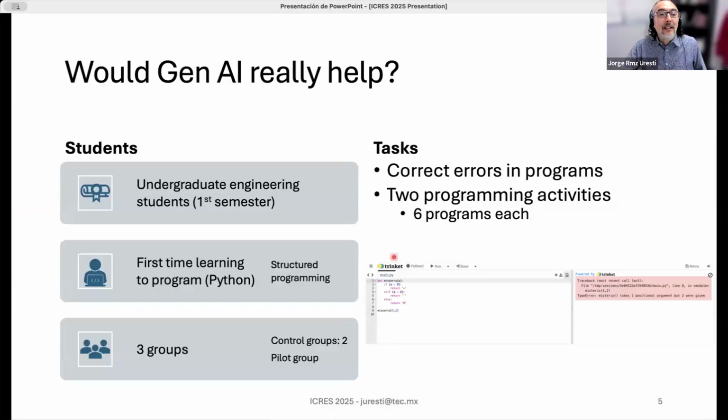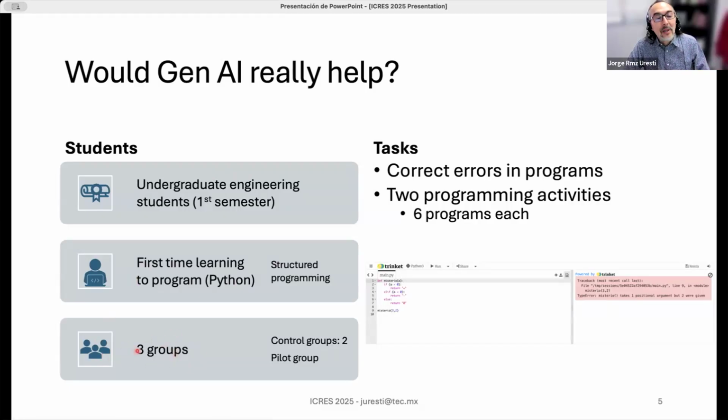So we did that with students here at our university. They were first-semester undergraduate engineering students. They were just starting their degree, and it was the first time for them to learn to program in Python. Actually, they were learning structured programming, but they were doing that in Python. So in a way, they didn't know anything about programming.